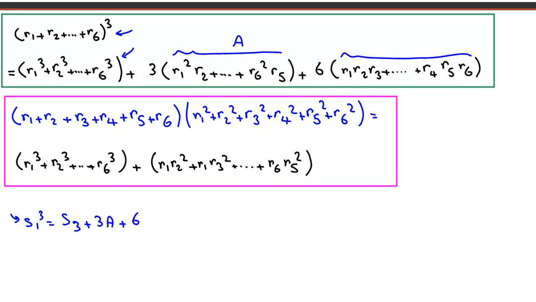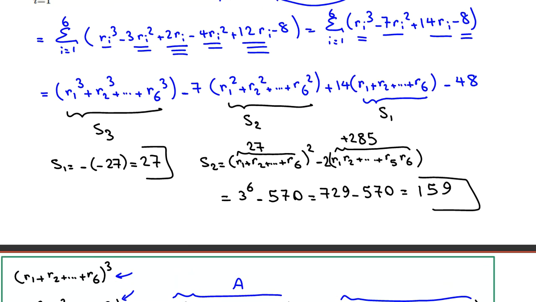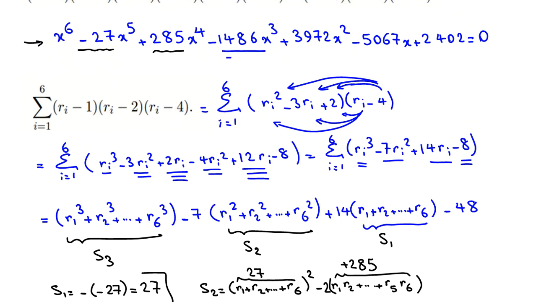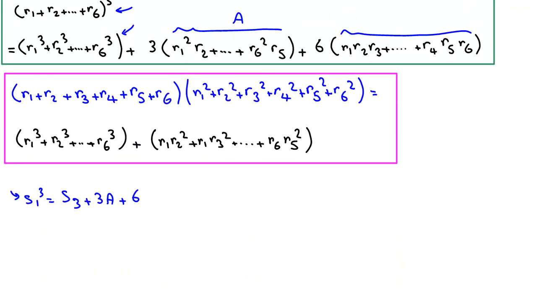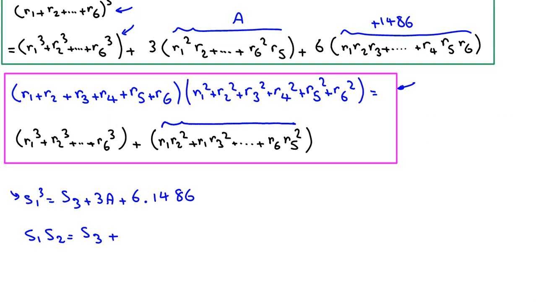With Vieta's formula, I can say R1, R2, R3 will be what? Will be negative of this sign. From in part 1, I've explained completely. Negative 1486. It will be positive 1486. So it will be 6 times 1486. And now let's calculate second part, second identity. It will be what? It will be S1, S2 equal S3 plus this part will be what? Again, A. This A are equal. Plus A.